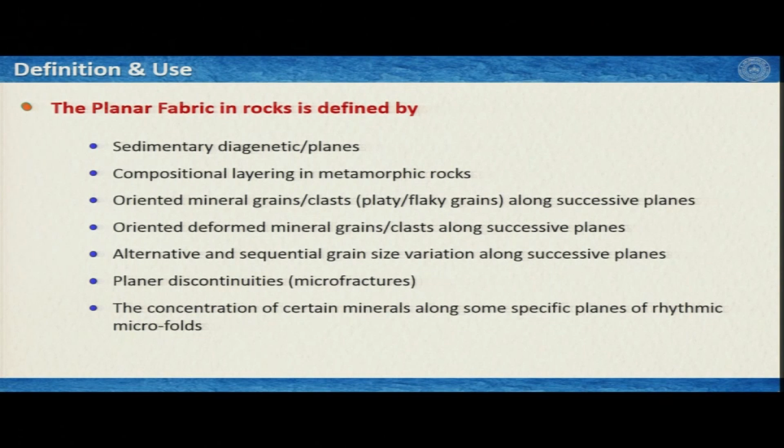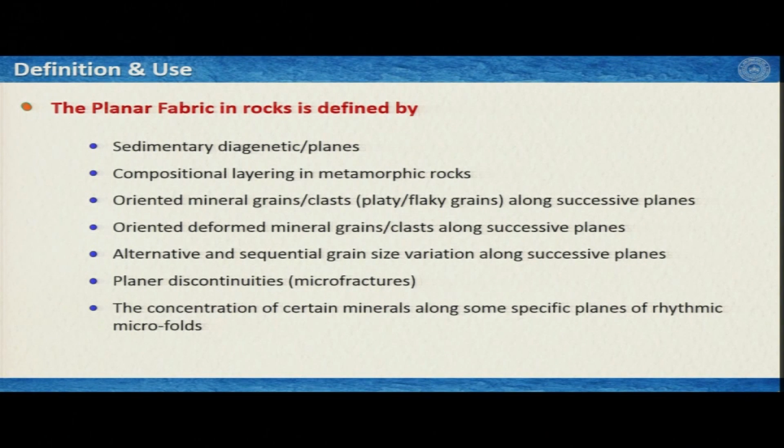If we have oriented mineral grains or clasts, maybe platy or flaky grains along successive planes in the rock, that defines the planar fabric. Similarly, oriented deformed mineral grains or clasts along successive planes in the rock also define the planar fabric. Now, if we have alternating and sequential grain size variation along successive planes, that means I have coarse grain deposition, then fine grain deposition, coarse grain, fine grain. The composition is the same, you can consider sandstone. So, very coarse grain, then fine grain, coarse grain, then fine grain. You can consider the boundaries between coarse grain and fine grain as foliation planes.